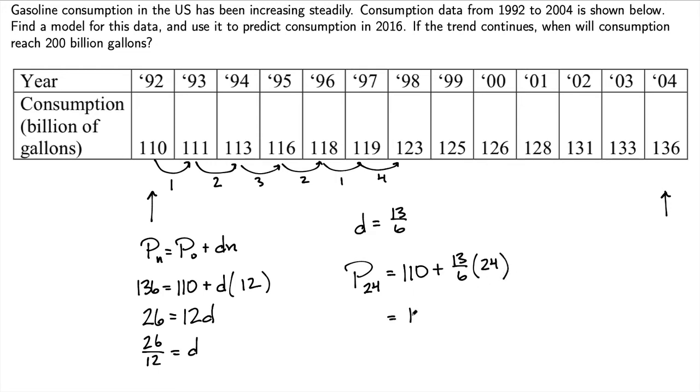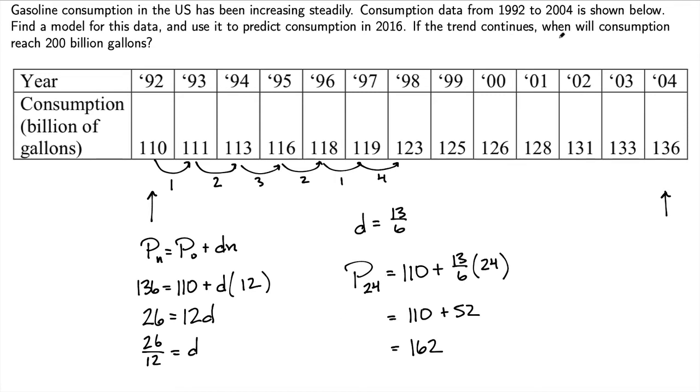Now we can simplify this. 24 divided by 6 is 4, and 4 times 13 is 52. So this is plus 52. That gives us a consumption of 162 billion gallons of consumption in the year 2016. And of course, this is an estimate.